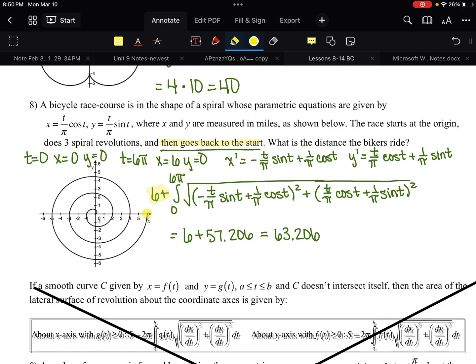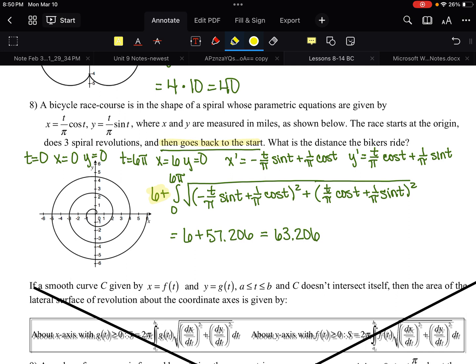of the derivative of the x. So this is a product rule. Your first function is t over pi, and your second one is cosine. So here's your first. The derivative of cosine is negative sine, plus here's your second times the derivative of the first. So product rule: first times the derivative of the second, plus second times the derivative of the first. So there's dx/dt.